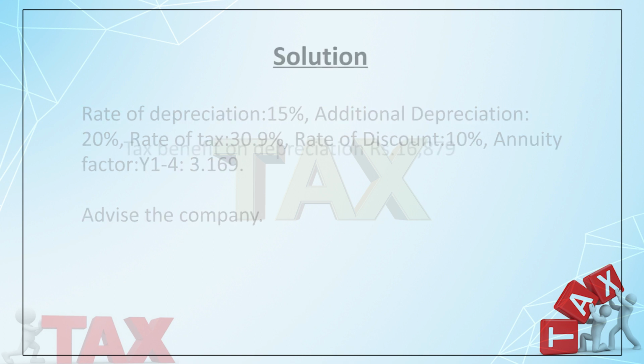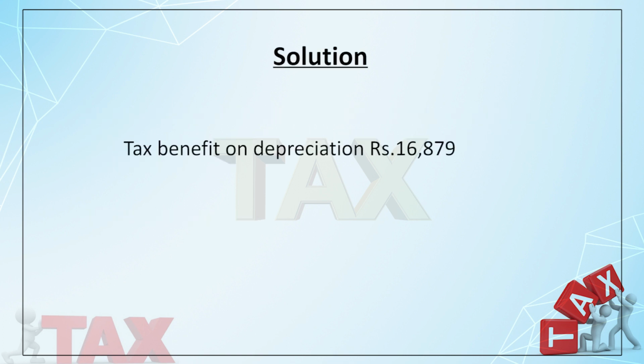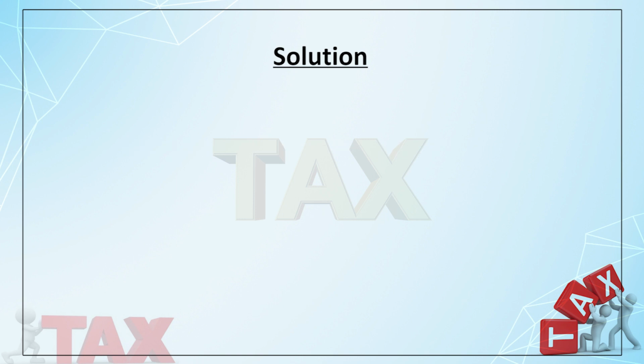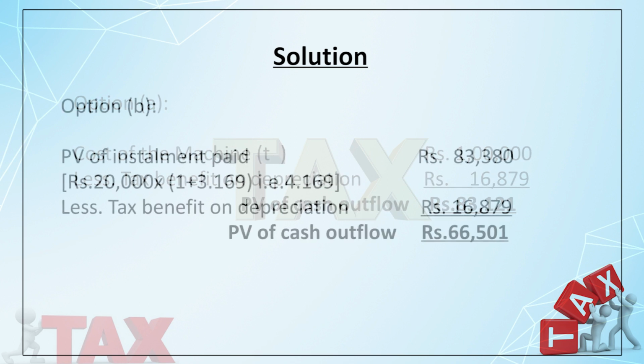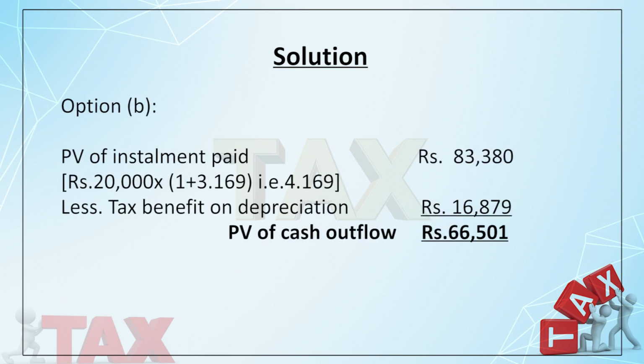Now see the solution. The tax benefit of depreciation, I have already calculated in the case study as 16,879; you know how to calculate it. Now with that I move into the evaluation of the options. Option A, you are to pay immediately. So what is the cost of the machine? 1 lakh. Tax benefit is 16,879. So your cash outflow is 83,121. Over.